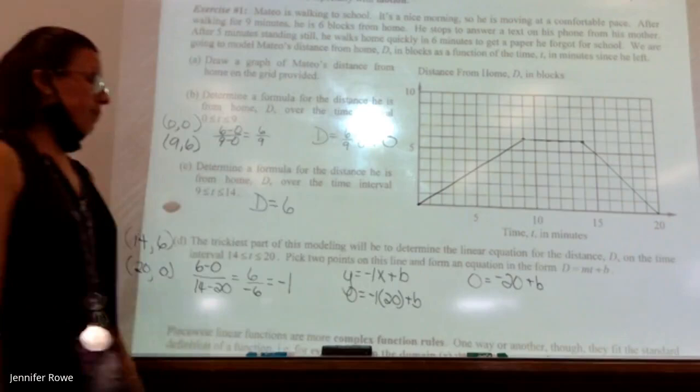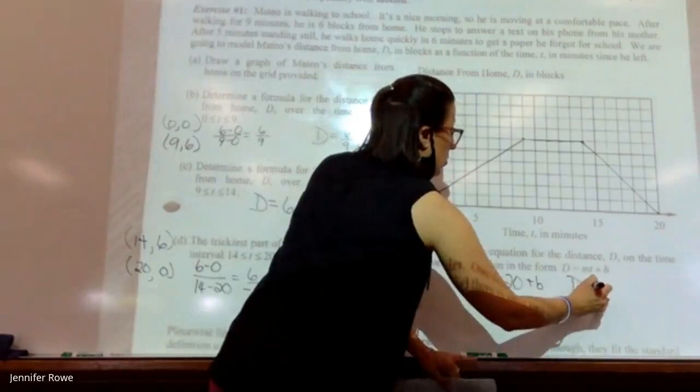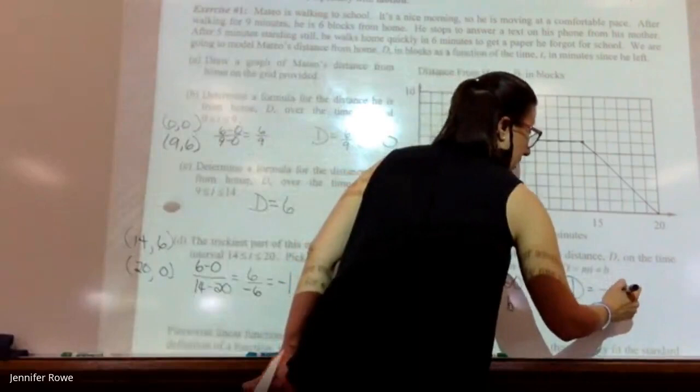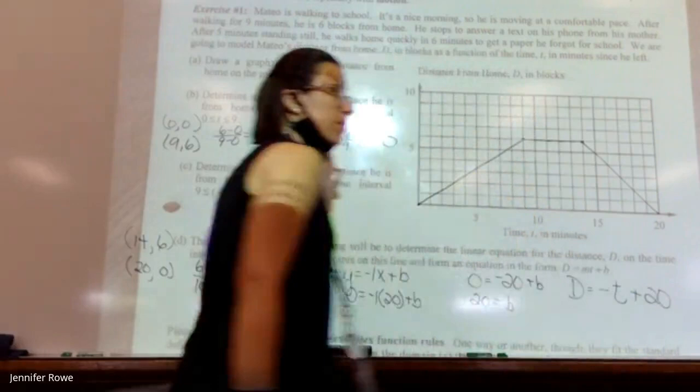Now I'm going to write my final answer. D equals, what was your slope? Negative 1 T, or just negative T if you want, plus 20. Good. This is a lot of math.